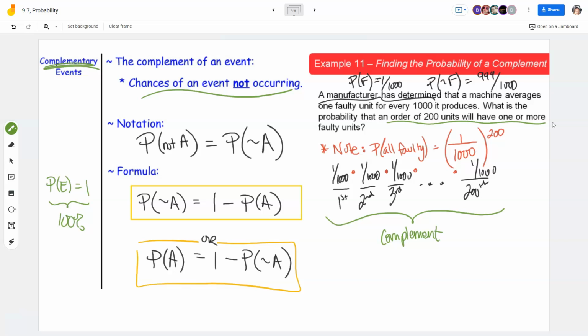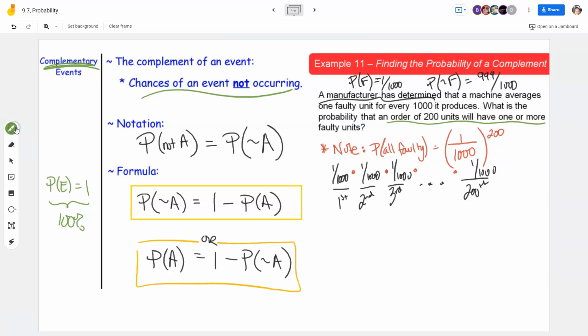So 200, 199, 198, 197, 196, 195. We would have to figure out all these different cases. Hold on. What is the complement? It's not this one. That's not the complement, because this is actually a part of getting one or more faulty units. It's like the worst case scenario, all 200 are bad.